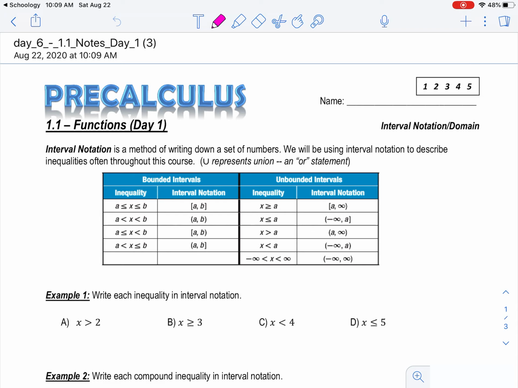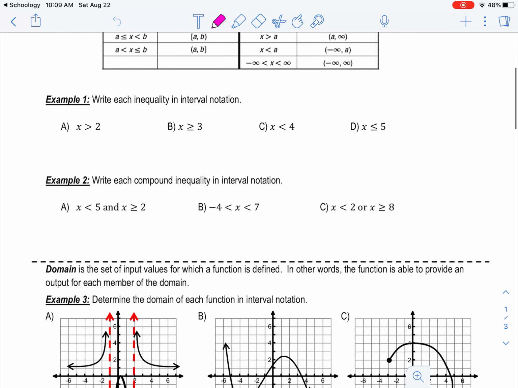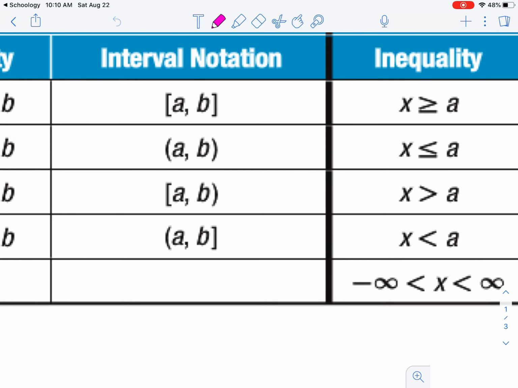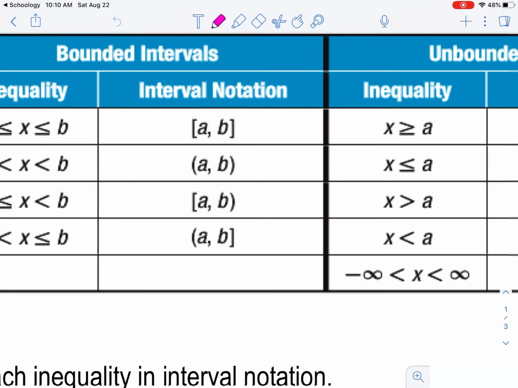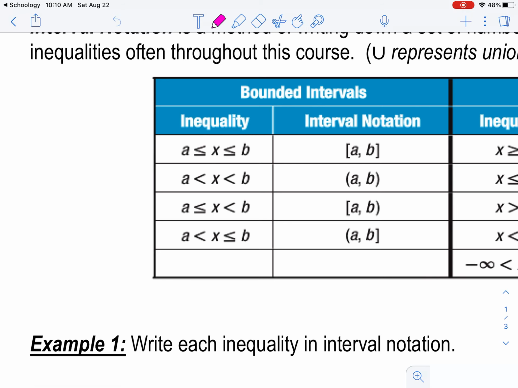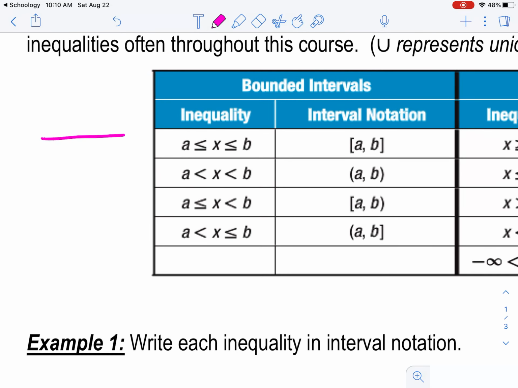So interval notation, just as a reminder, is a method of writing down a set of numbers. So there's inequality notation. So if you look at these problems right here, they're all written as inequalities. We write them in interval notation. So you did this in Algebra 2 using brackets and parentheses, okay? So for example, if you had x's in between a and b, it would look like this. Here's a and here's b.